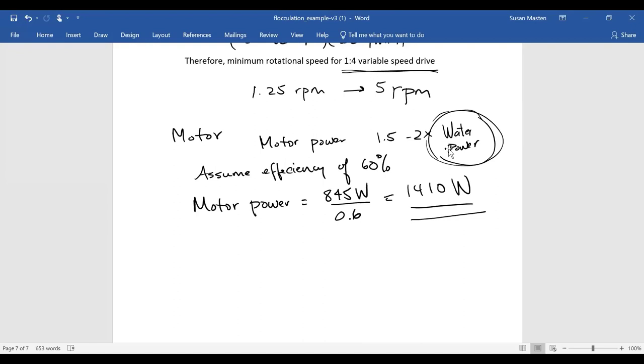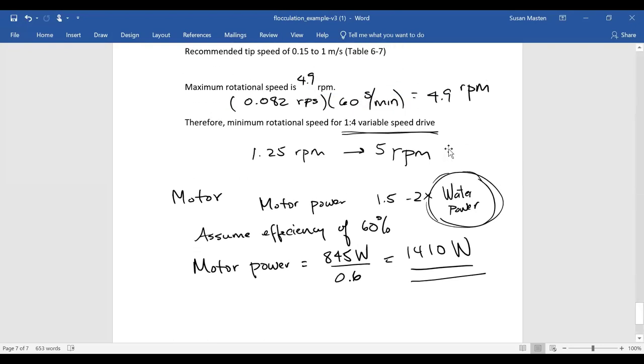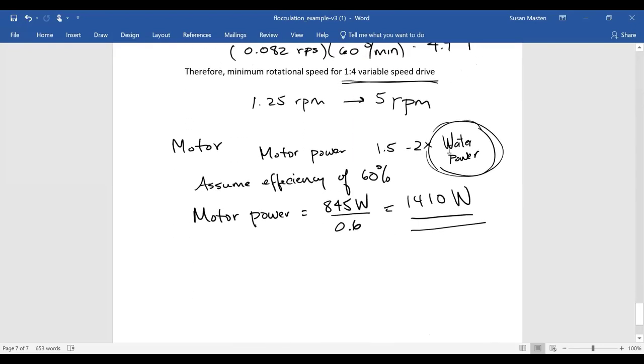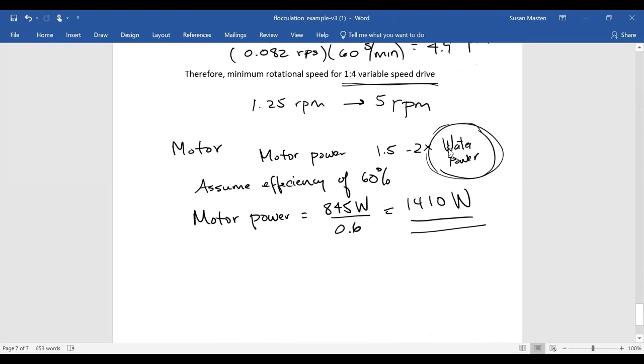So for each of the compartments, then we would have different velocities for the paddles, right? Correct. For your design project, you'll actually have to go through this same process, but you'll have to do it for each compartment. I will give you the specifications, the results of a jar test. Then you will size the motor for each compartment and size it for a specific flow rate that you're producing.